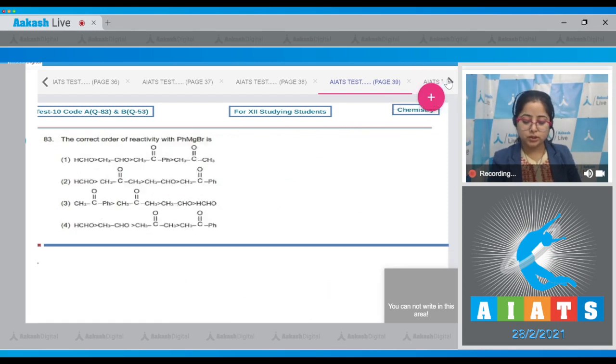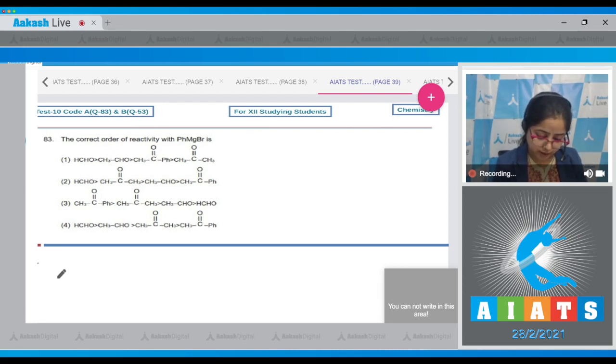Moving to the next question, which is question number 83. Let's read it, students. The correct order of reactivity with PhMgBr is. Student, here we are given some aldehydes and ketones and we have to identify the correct order of their reactivity with PhMgBr, that is Grignard reagent. Student, for this question we need to know that aldehydes generally are more reactive towards nucleophilic addition reaction because of less steric hindrance and more electrophilic carbonyl carbon. So let's see the correct order.